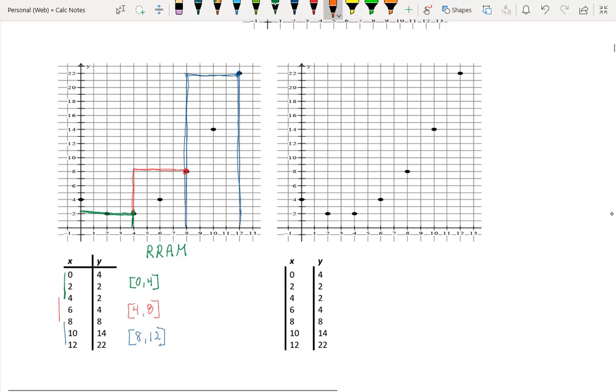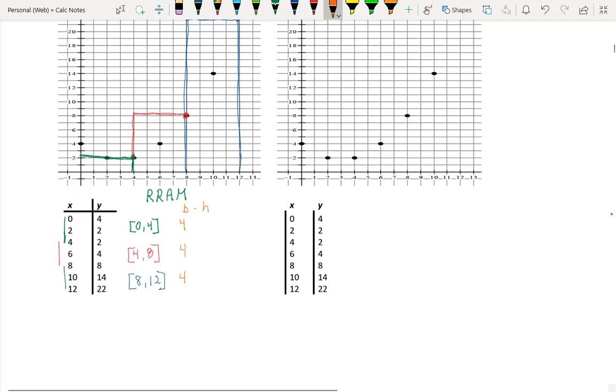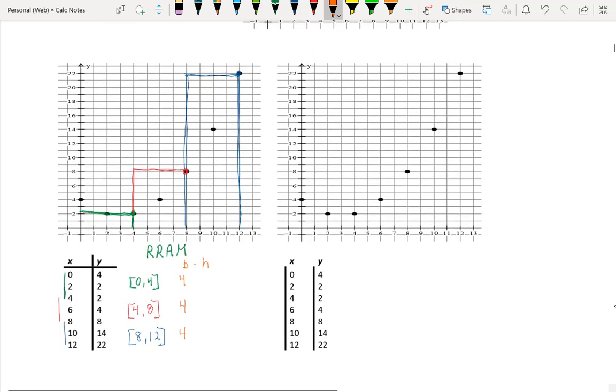So we have base times height. I think it's pretty obvious that all of the bases are 4, 4, and 4. And then what else do we have? We have height. This time we're using the height on the right side here. You can see the height of the green rectangle is 2. You can also see that in the chart right here, because at 4 the y value is 2. So that's my height, which gives me an area of 8.